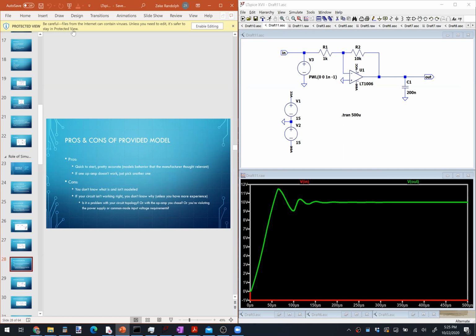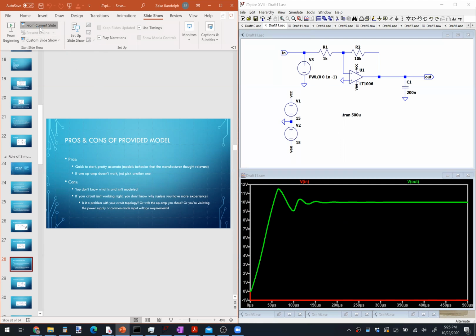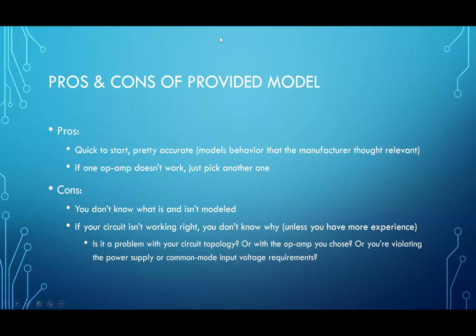Now, there are some pros and cons to simply running a simulation using the provided model. Namely, on the pro side, running a simulation using a provided model, like I just showed you, a provided model for an op amp, is that it's really quick to start, right? You know that you have to put an op amp on the page and power it, and then configure it in whatever amplifier configuration that you want, and it'll run, right? So it's pretty quick to start. It pretty accurately models the behavior of that op amp, or at the very least, it models the behavior that the manufacturer of that component that provided the model thought was relevant, which often is a sufficient model to get you in the ballpark at least.